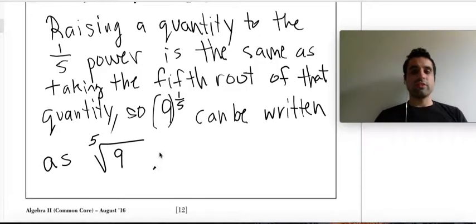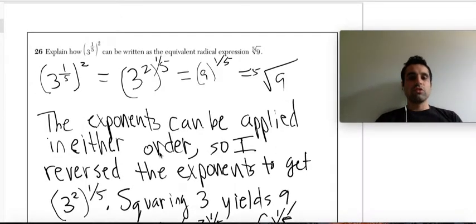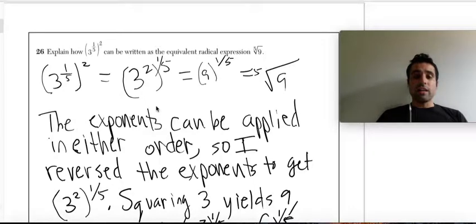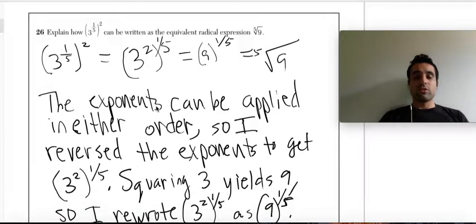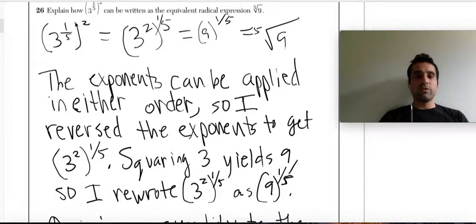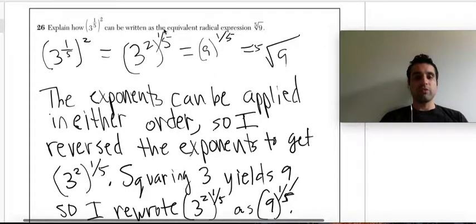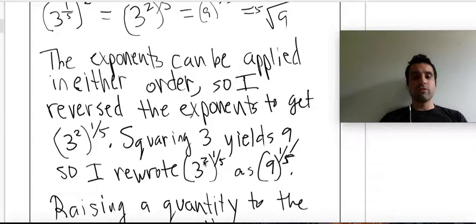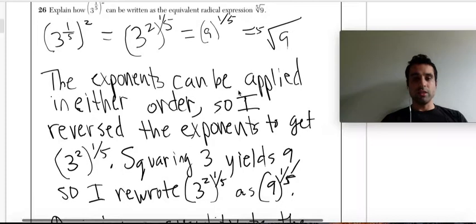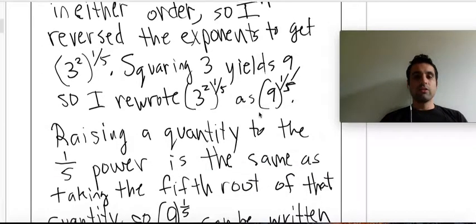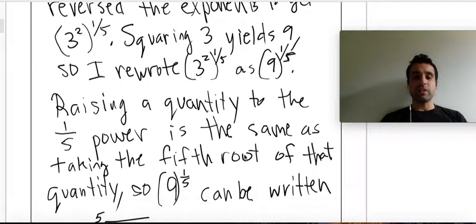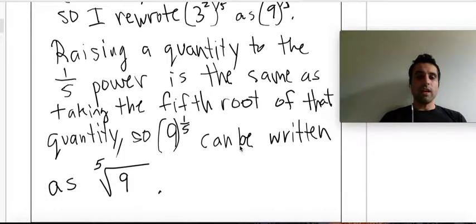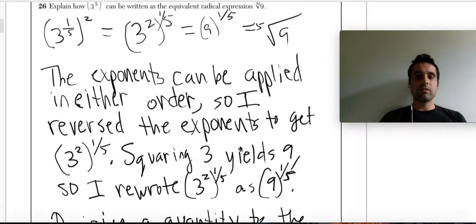All right, there were other ways to do that as well. Let's make sure it checks out. So the exponents can be applied in either order, so I reversed the order of the exponents to get 3 squared to the 1/5. So 3 to the 1/5 squared becomes 3 squared to the 1/5. Squaring 3 yields 9. So I rewrote 3 squared to the 1/5 as 9 to the 1/5. Raising the quantity to the 1/5 power is the same as taking the 5th root of that quantity. So 9 to the 1/5 power can be written as the 5th root of 9.